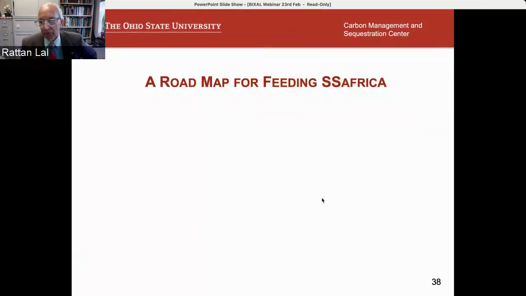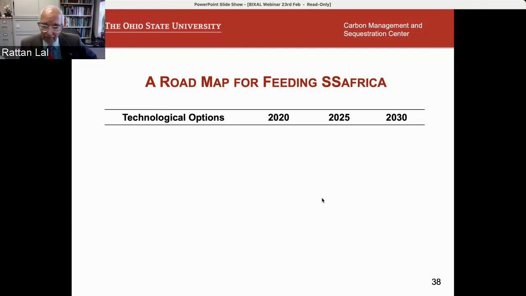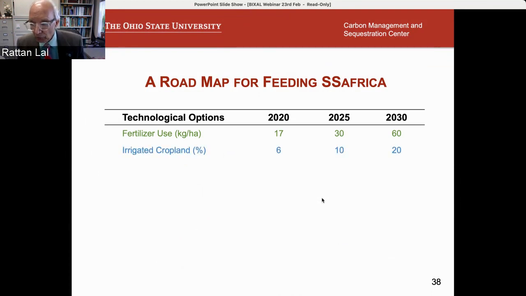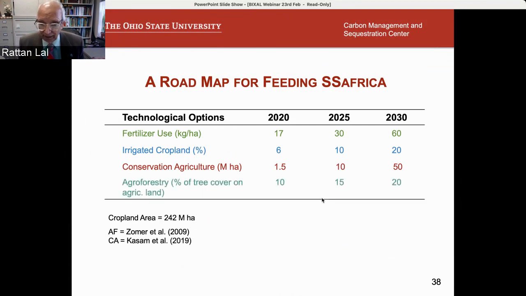It cannot happen otherwise. So let's take the case of a roadmap: what should happen in sub-Saharan Africa between now and 2030, on a short period of time? Fertilizer use from 13, 15, 17 kilogram should go up to 60 kilogram. Irrigated land area from 7% to 20%. Conservation agriculture on about 1 million hectare now should get up to 50 million hectare. Agroforestry, maybe 10% now of total area. We must have some guidelines, some agenda, some program, and we must stick to it so that we can achieve it.